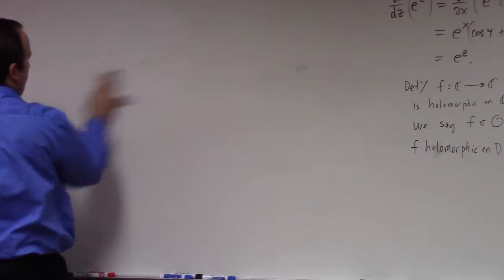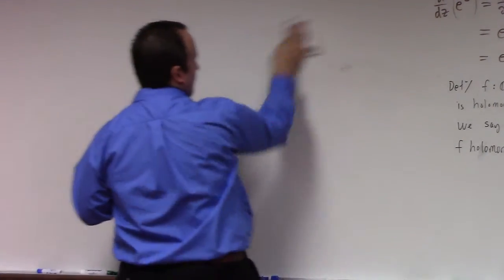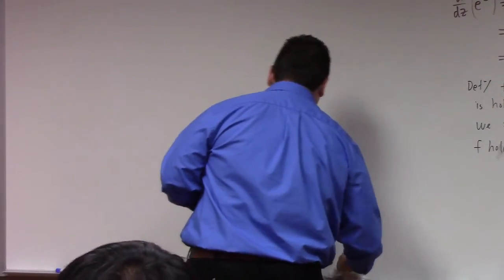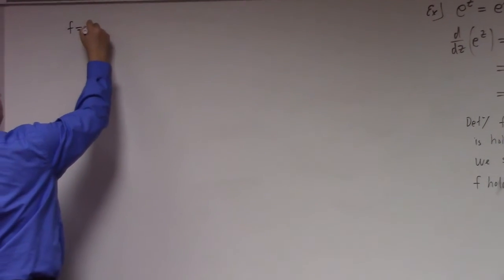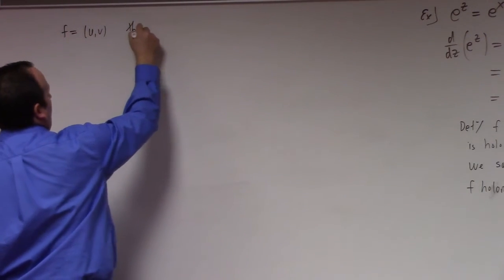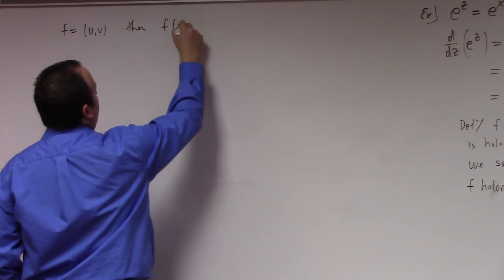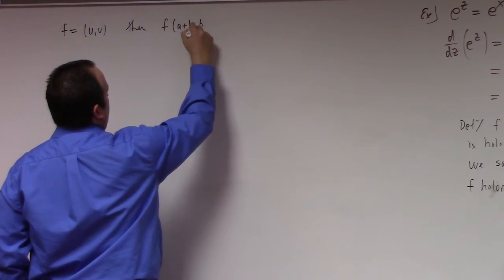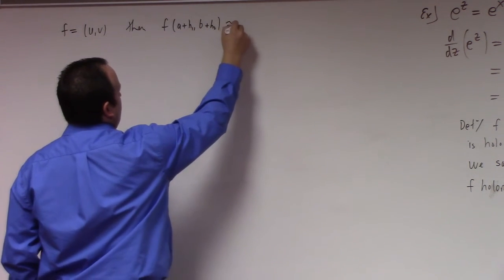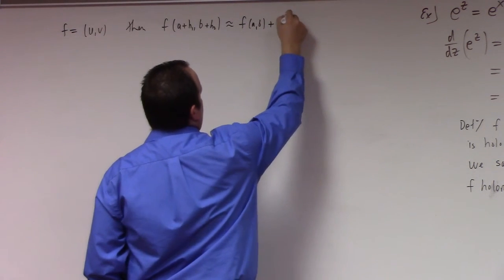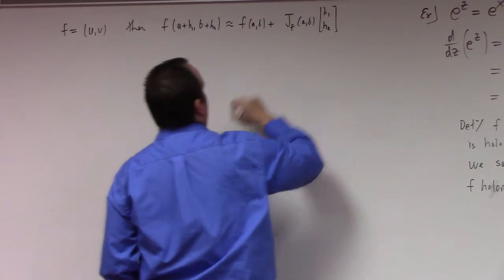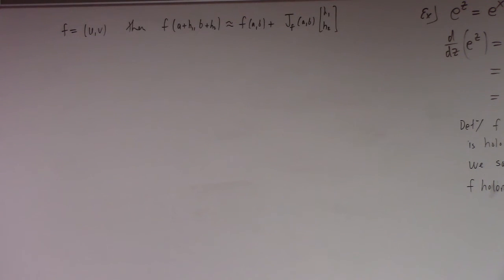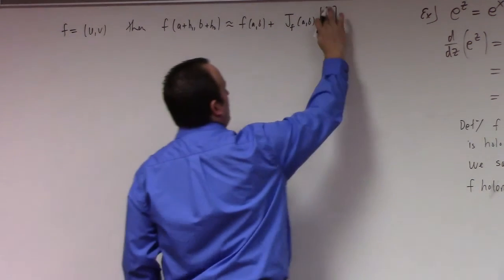Let me just make that explicit for a second here, and then we'll talk about it. What I'm about to write is not just for complex variables. This is true just for points. If I have f equal to (u, v), then f of (a + h1, b + h2) is approximately equal to f of (a, b) plus the Jacobian of f at the point (a, b) times (h1, h2). So this gives us a linear approximation to the function.